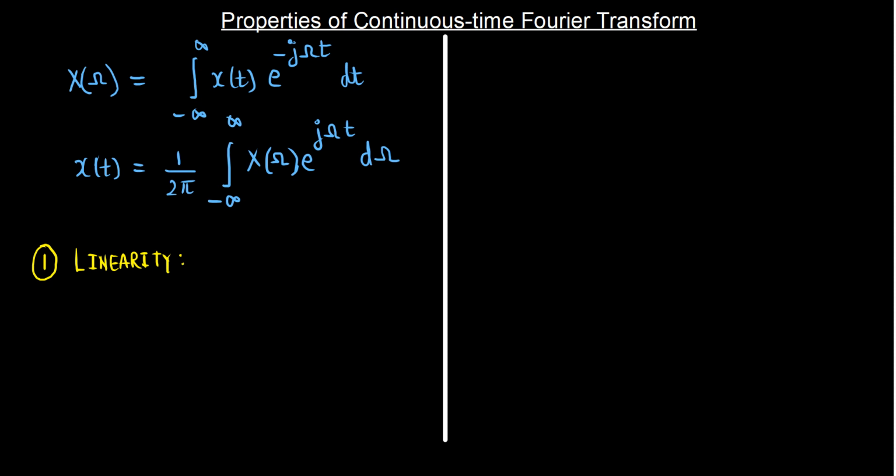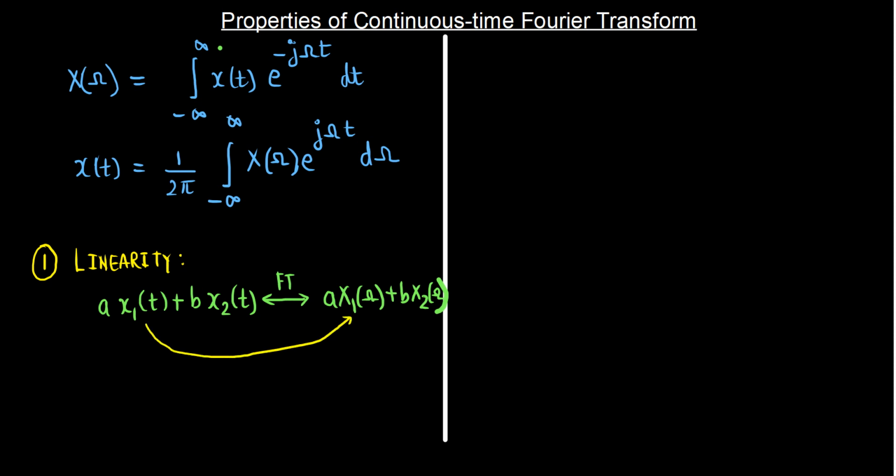Linearity property says that if we have a linear combination of signals, say for example a times x1 of t plus b times x2 of t, then its Fourier transform is given by a times X1 of omega plus b times X2 of omega, where this X1 of omega and X2 of omega are the individual transforms of x1 of t and x2 of t respectively.